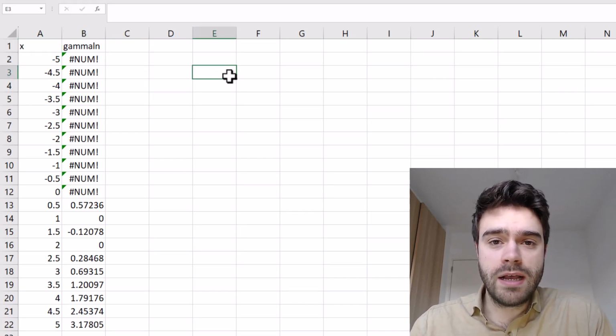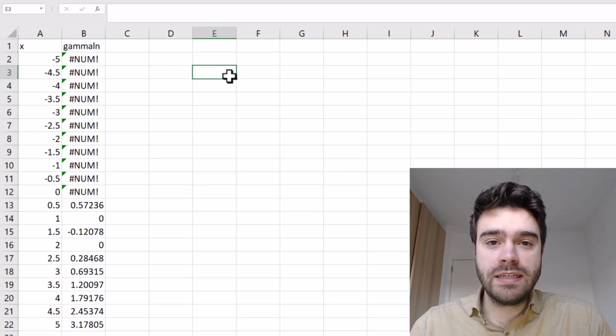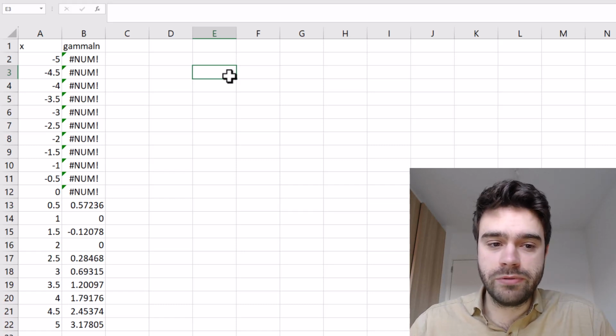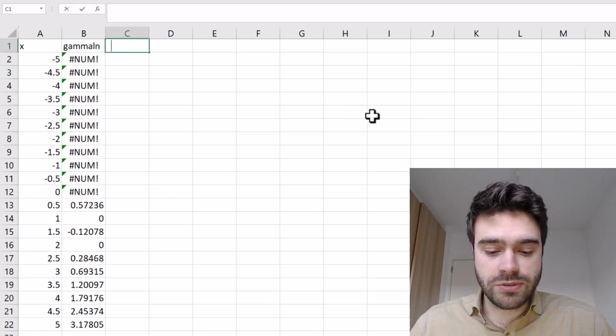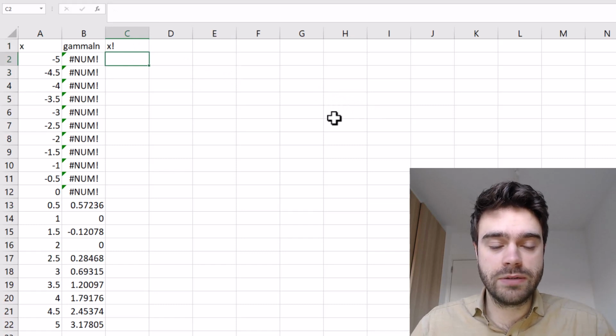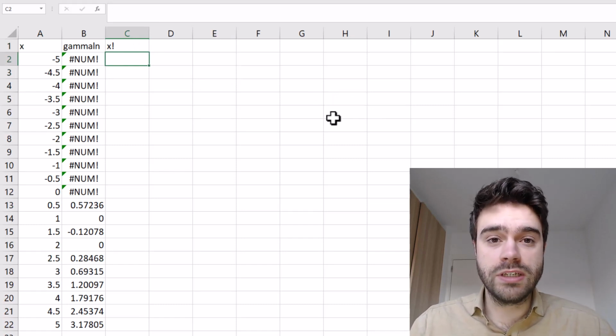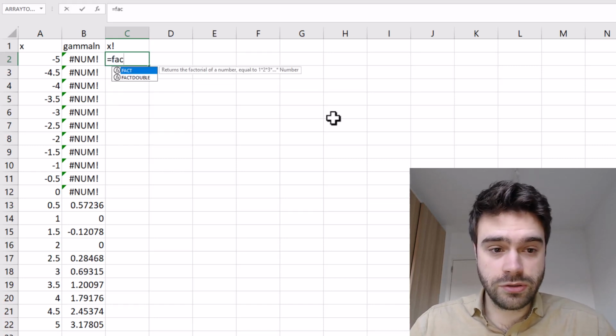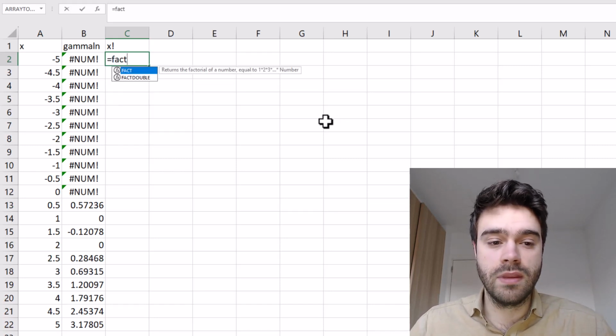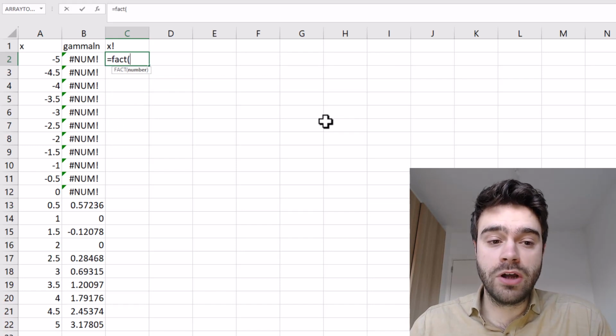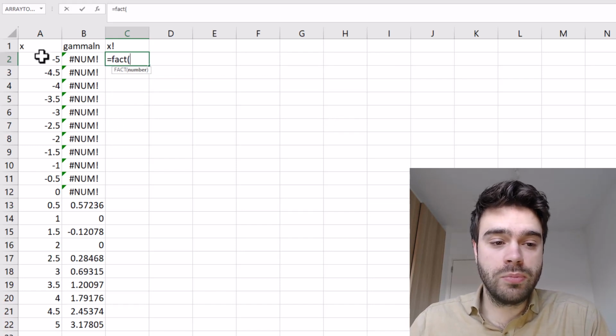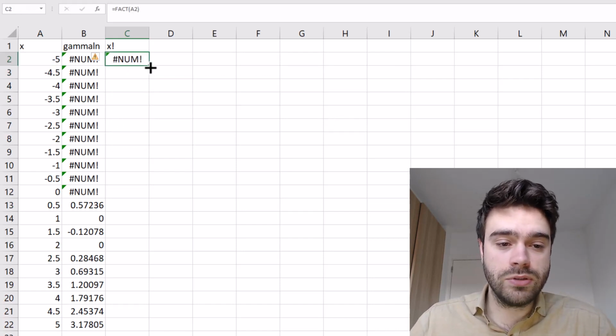Now, the GAMMALN function finds its basis in the factorial function. Taking a factorial of a number is something you might be familiar with. Generally we write this as x exclamation mark. To take the factorial of a number, we can also use an Excel function, called the FACT function. Once again, it only takes one argument, being the number. So I put in the number and I pull this through.